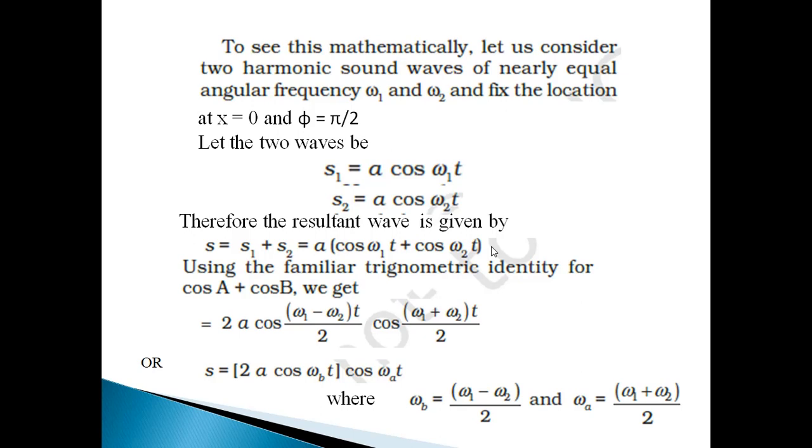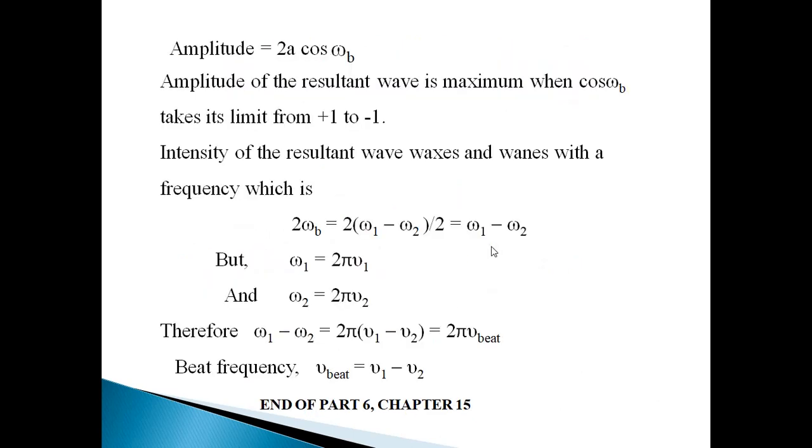Now to add this cos A plus cos B, we have to use the trigonometric identity. So here we have capital A equal to omega 1 t and capital B equal to omega 2 t. So we have cos A plus cos B equal to 2 cos (A plus B) by 2 cos (A minus B) by 2. And you get this result as shown here. Now let (omega 1 plus omega 2) by 2 be equal to omega A, and let (omega 1 minus omega 2) by 2 be omega B. Now the amplitude of the wave is given as 2A cos omega B.